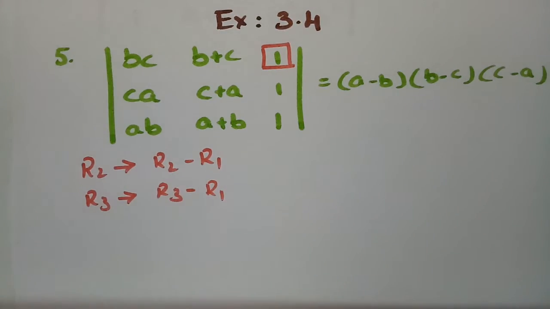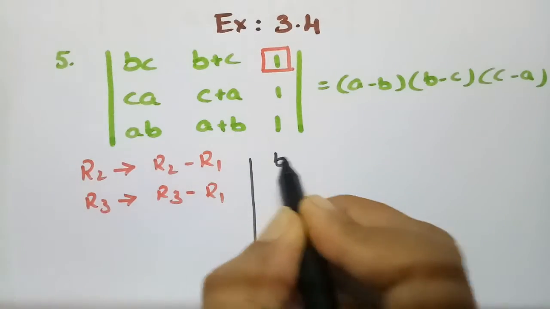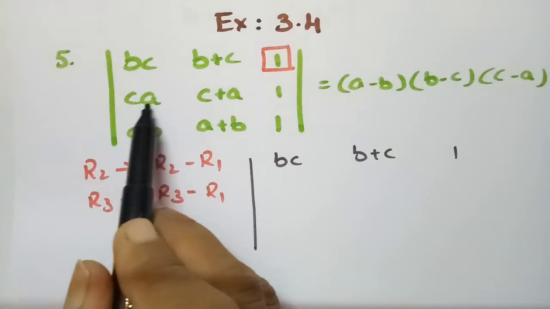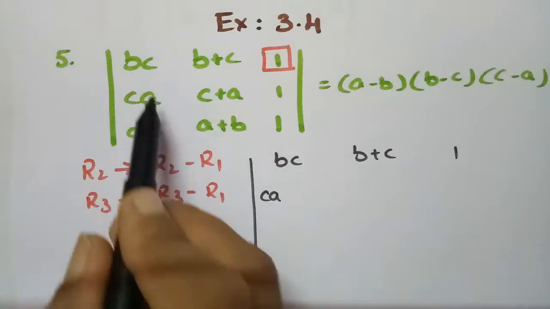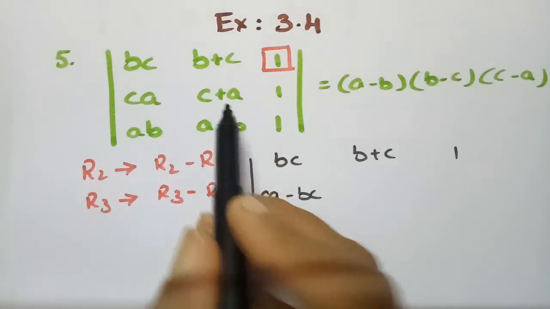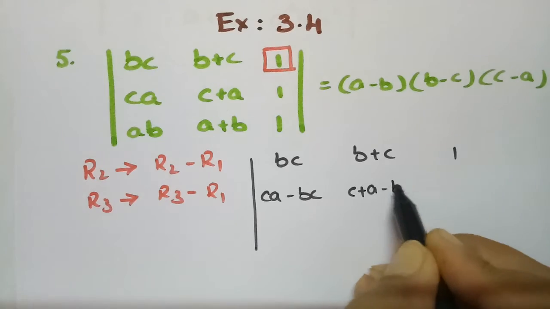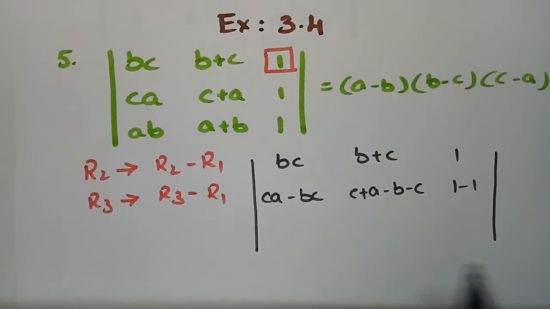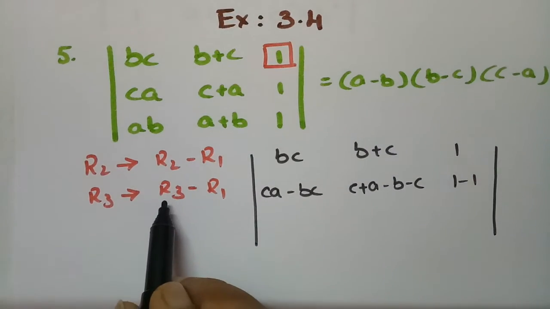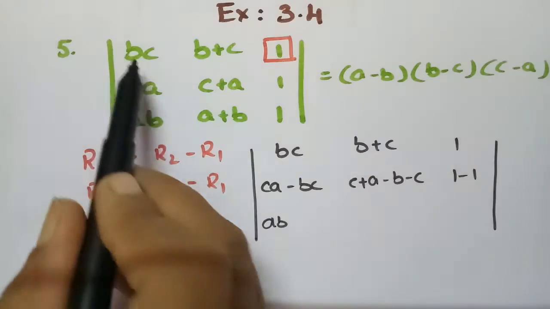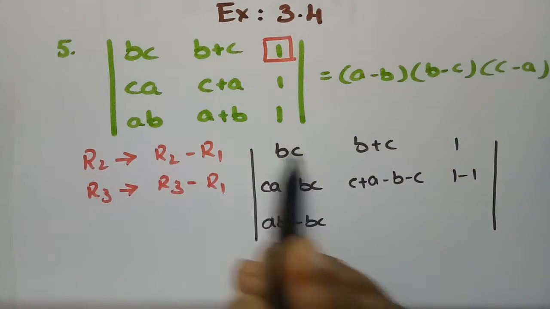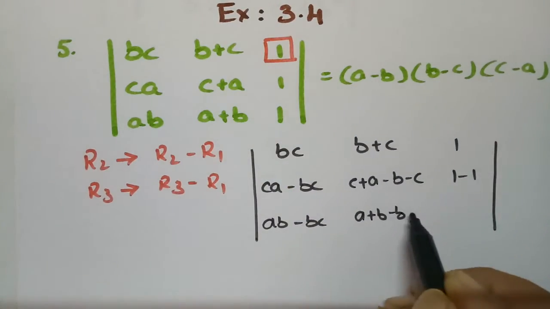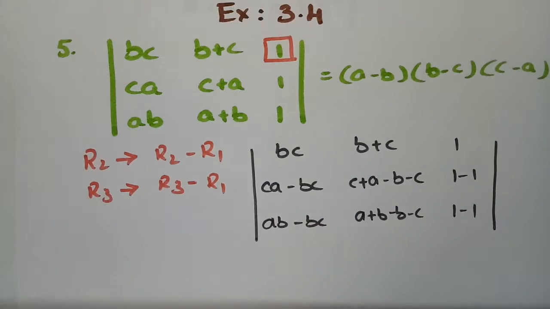See what happens. Row 1 will be as it is: BC, B plus C, 1. Now R2 will be CA minus R1, so this will be minus BC, C plus A minus B, minus B minus C, and 1 minus 1. For the next one, R3 is AB minus BC, A plus B minus B minus C, and again 1 minus 1.